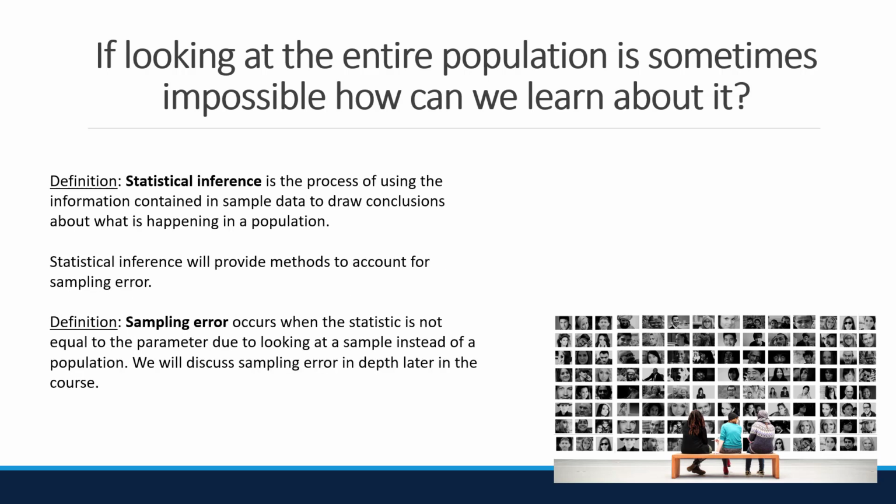Definition. Statistical inference is the process of using the information contained in sample data to draw conclusions about what is happening in a population. Statistical inference will provide methods to account for sampling error. Definition. Sampling error occurs when the statistic is not equal to the parameter due to looking at a sample instead of a population. We will discuss sampling error in depth later in the course.